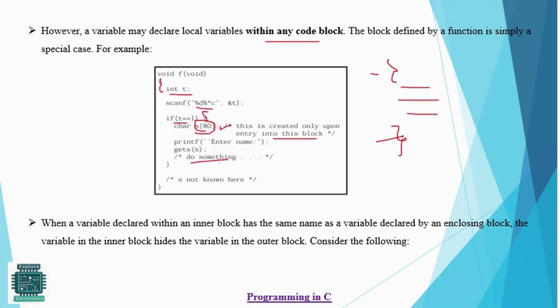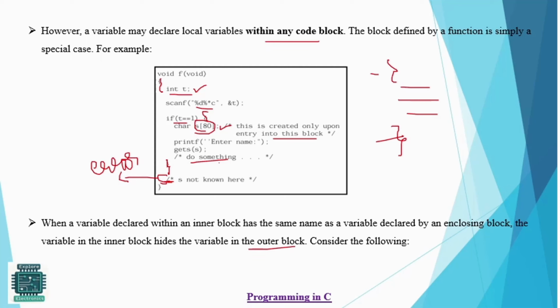Do something, meaning any code, and when it comes here the block is over, meaning the completed code block. Now when it comes to this point here, as I said earlier, the code block is not known here. If you write x here, it shows an error because it is not declared outside. Did you get my point? Now, when a variable declared within the inner block has the same name as a variable declared by the enclosing block, the variable in the inner block hides the variable in the outer block.